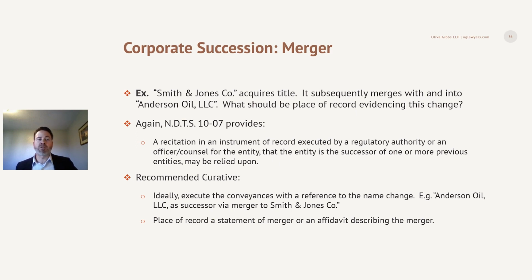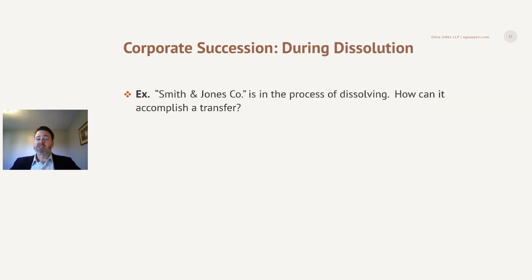So similar to the last slide, if we don't have that in the record, then we should seek either a certificate of merger or, like the last slide, an affidavit sworn to by an officer or counsel for the entity, noting the chain of succession that we can then place in the record so as to complete that chain of title. Now, let's assume that the subject entity is going through the process of dissolution.